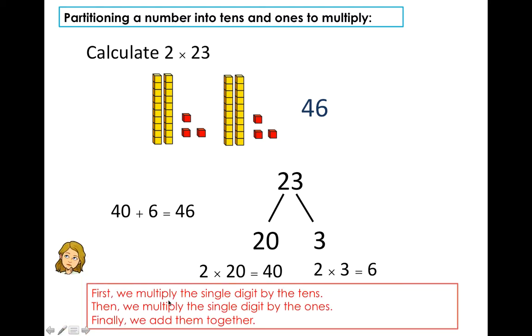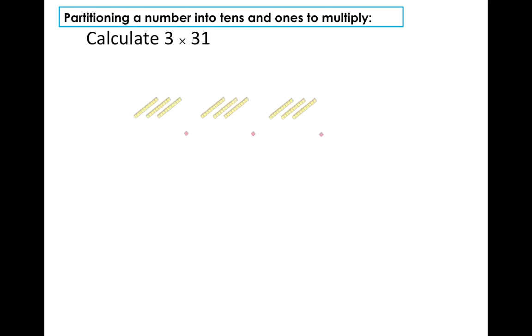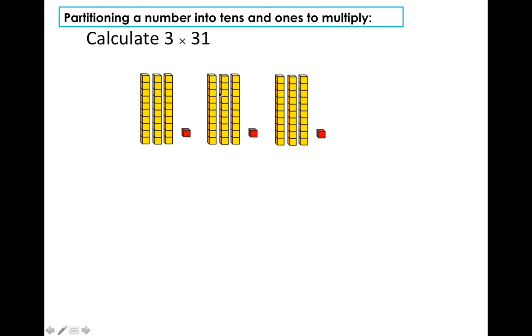So what we need to remember is that first we multiply the single digit by the tens, and then we multiply the single digit by the ones, okay? And then finally we add them together. Okay, let's look at another example. So now we're calculating, we're working out 3 times 31. So here we've got 3 groups of 31.